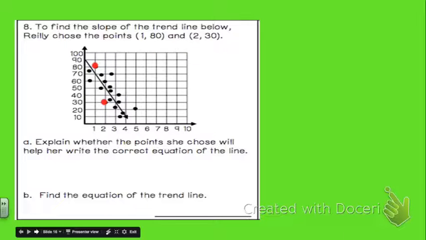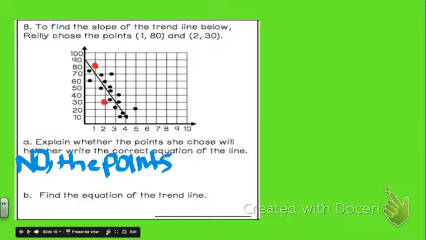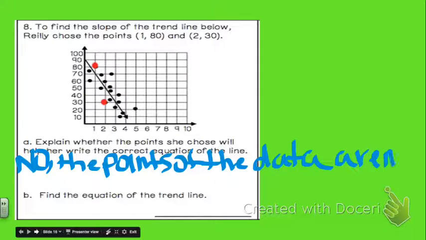So we need to explain whether the points she chose will help her write the correct equation of the line. No, this will not help her write the correct equation of the line. So no, because the points of the data are not on the trend line.